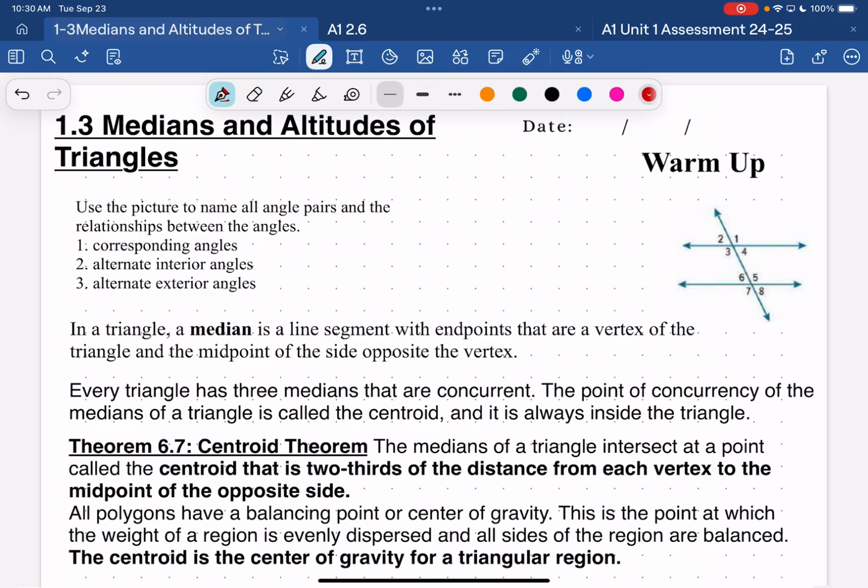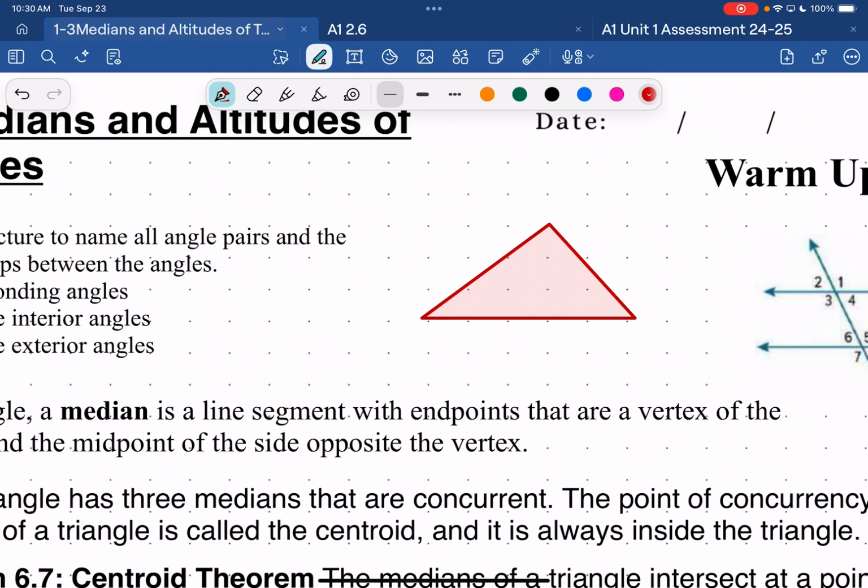Okay guys, now I want you to draw a triangle. Because today we are doing median, so we are going to name the triangle as ABC. We are going to draw the median. Median is a line that divides the opposite side into two equal halves, and it connects the midpoint to the opposite vertex. So for instance, this is the median.